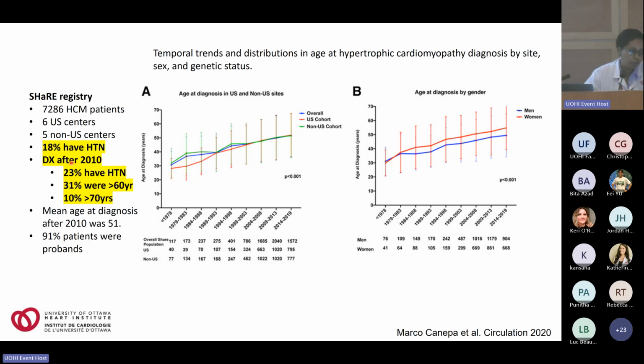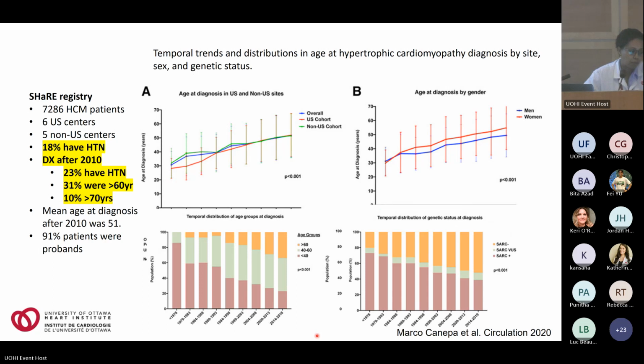And 18% were found to have hypertension, and of those that were diagnosed after the year 2010, 23% had hypertension, and 30% were beyond the age of 60, with some of them being even more than 70 at diagnosis. So this has changed tremendously throughout the years, and also the proportion of women that were diagnosed with HCM at a later age was significantly more than men. And also those that were diagnosed in later years, we see that they're likely to be sarcomeric mutation negative.